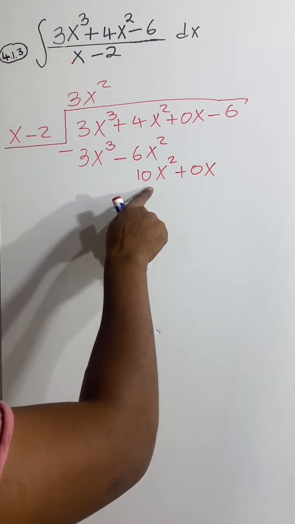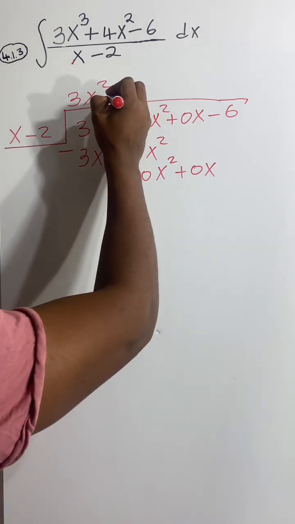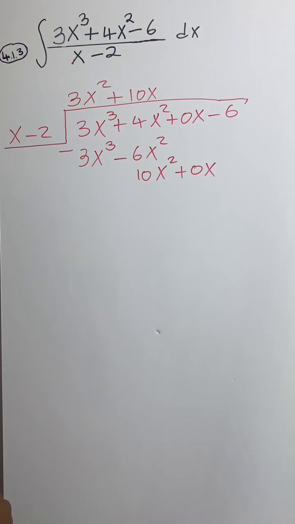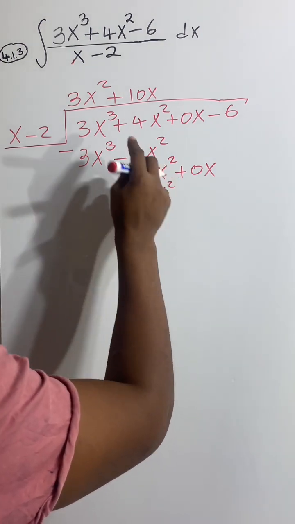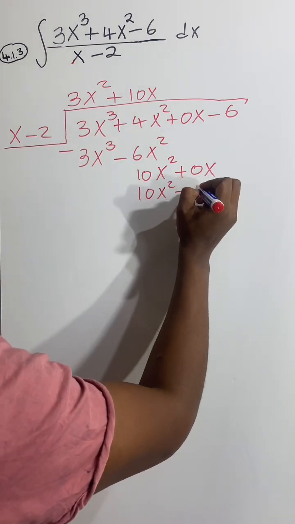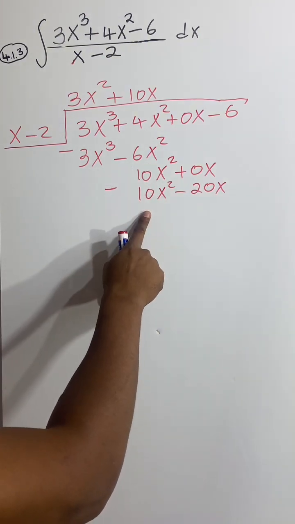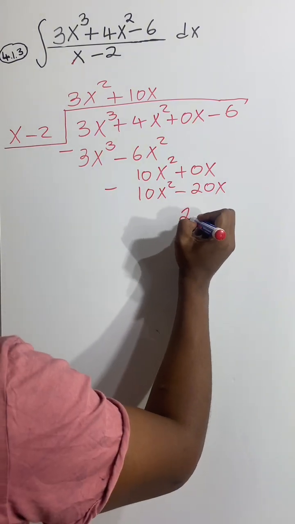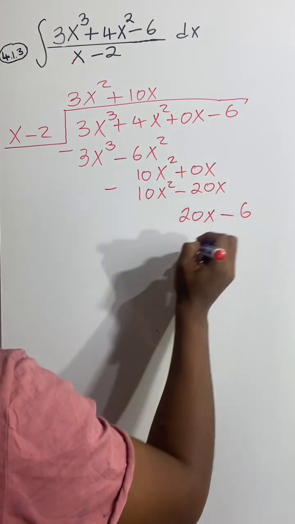So we'll have 10x squared divided by x is equal to 10x, and 10x multiplied by x is equal to 10x squared. 10x multiplied by negative 2 is equal to negative 20x. 10x squared minus 10x squared is equal to 0. 0x minus negative 20x is equal to 20x. We take down the negative 6.